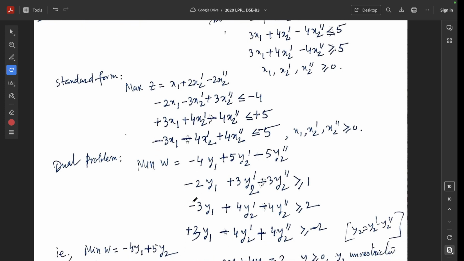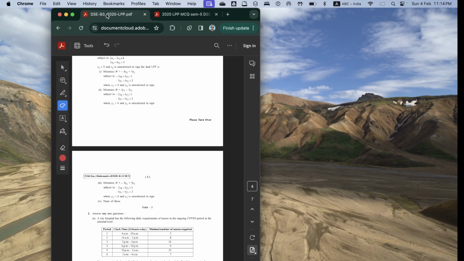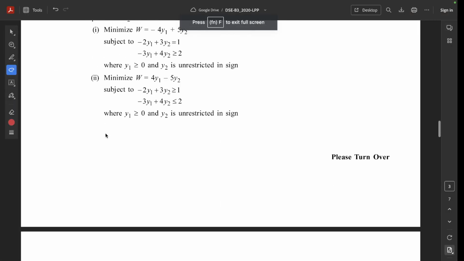Now we put y2 equal to y2 dash minus y2 double dash. Hence the dual problem can be written as minimization W equal to -4y1 plus 5y2 subject to -2y1 plus 3y2 greater than or equal to 1, -3y1 plus 4y2 equal to 2, and y1 greater than or equal to 0, and y2 is unrestricted in sign. And the correct option is 3.